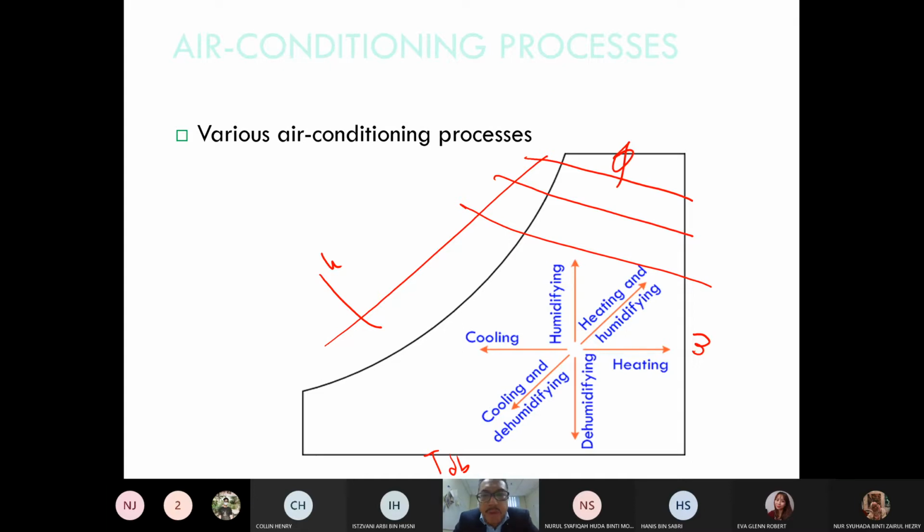Okay, so from this psychrometric chart, moving to the left is the cooling process. Moving to the right is the heating process. So let's say that if you are at 25 degrees Celsius, if you are going to heat to 35 degrees Celsius, that is a heating process. Okay, simple heating. And then moving to the left is the simple cooling.